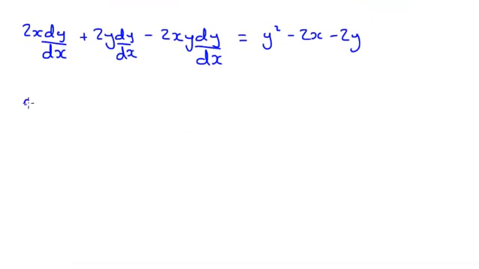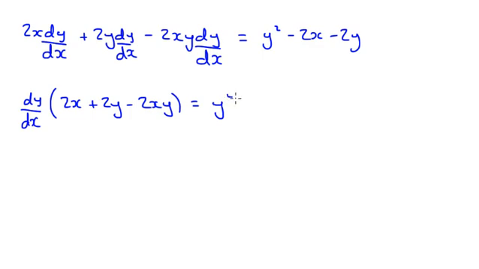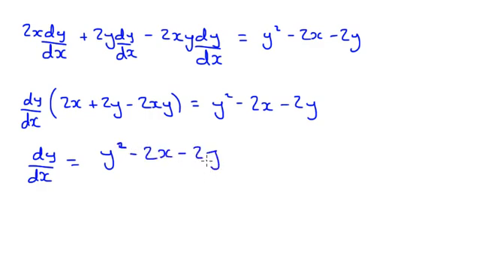And if we now factorise the dy by dx out, we've got dy by dx times (2x plus 2y minus 2xy). And we can divide by that bracket to give us that dy by dx is equal to y squared minus 2x minus 2y, all divided by 2x plus 2y take 2xy.